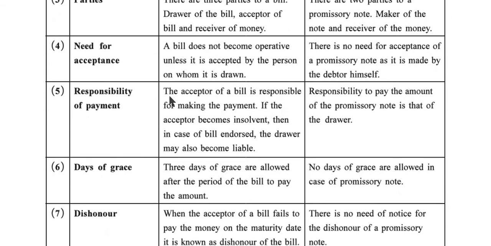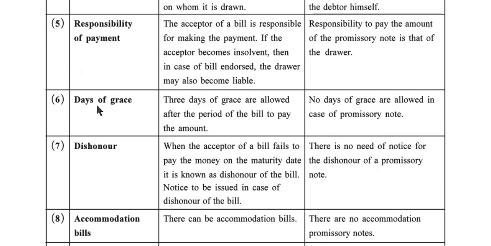Responsibility of payment. The acceptor of a bill is responsible for making the payment. If the acceptor becomes insolvent, then in case of bill endorsed, the drawer may also become liable. Responsibility to pay the amount of the promissory note is that of the drawer. Day of grace. 3 days of grace are allowed after the period of bill to pay the amount. No days of grace are allowed in case of promissory note.